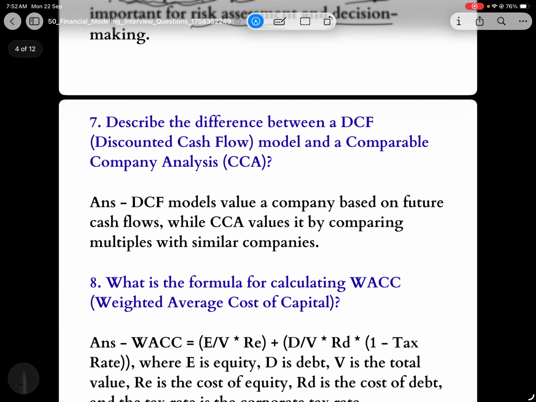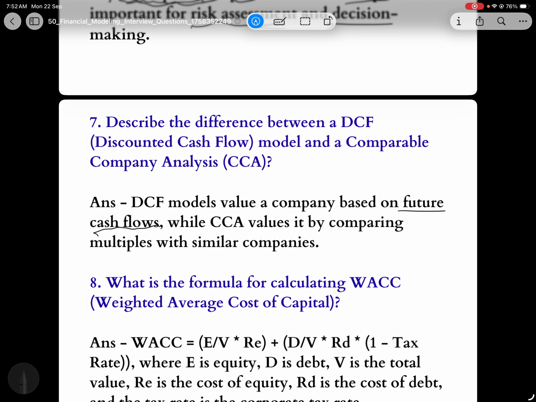Next thing is, what is the difference between DCF and CCA, right? So DCF is basically more about discounting the future cash flows, right? Future cash flows, we just bring them into present values. So 5 years down the line, what are the revenues that are coming in, and then we discount every year's revenue by a certain number, right? So discounting at a certain number, and then getting the present value of it, that's DCF, right?